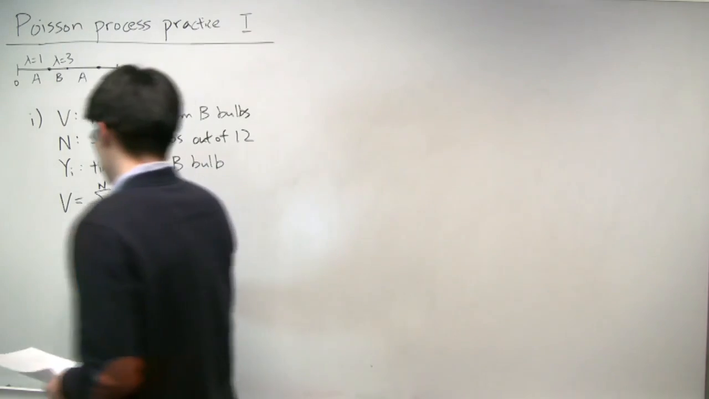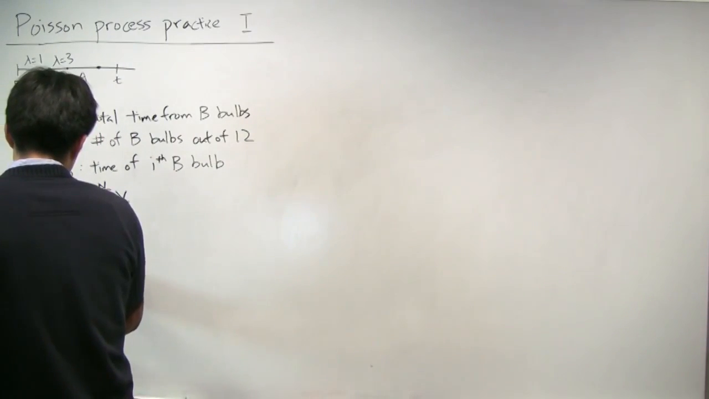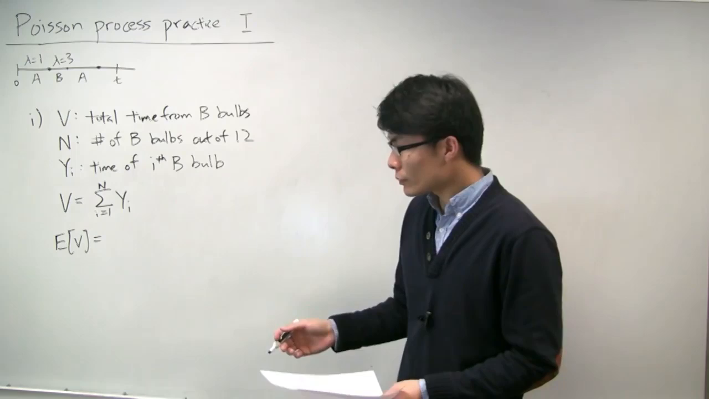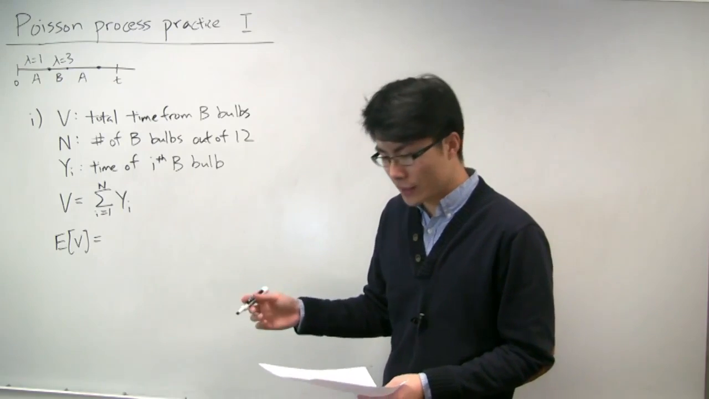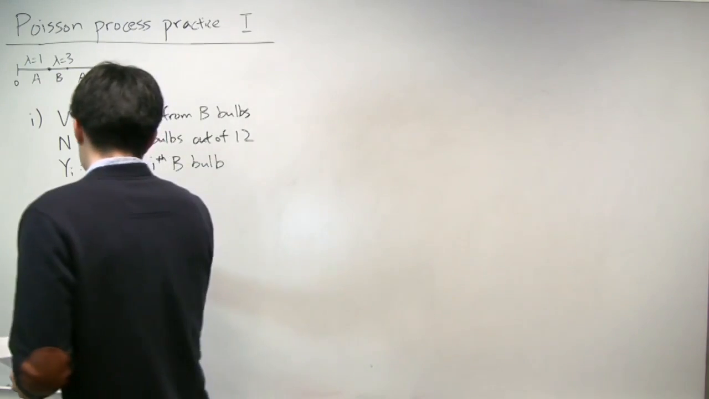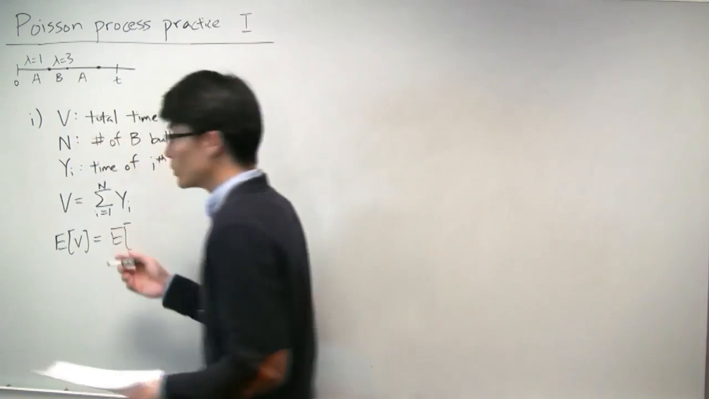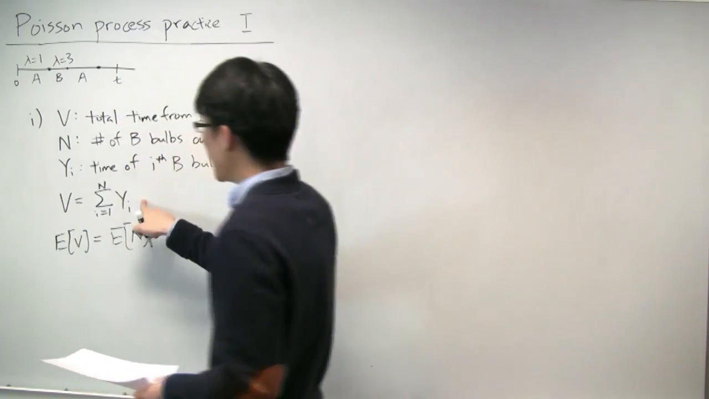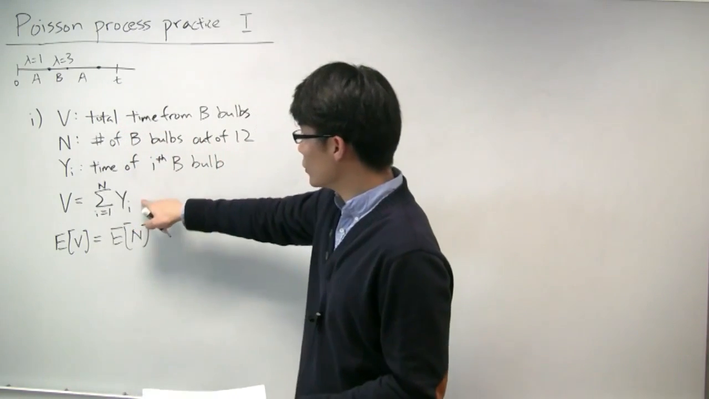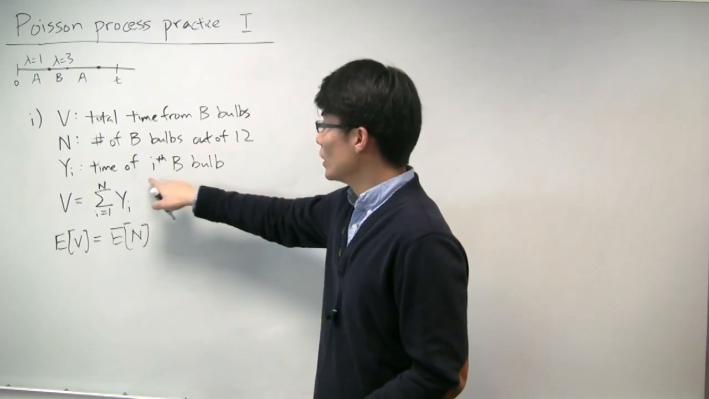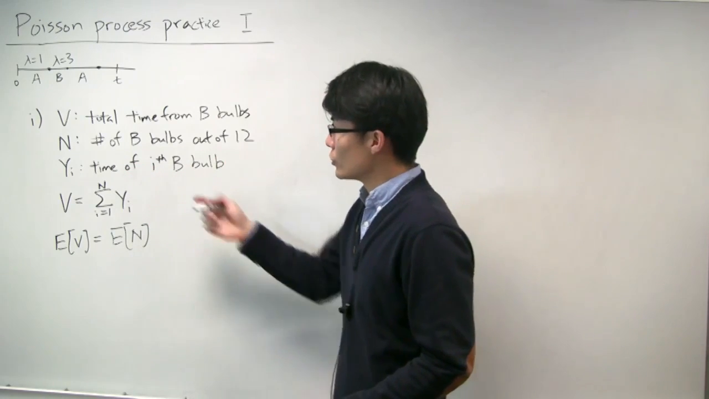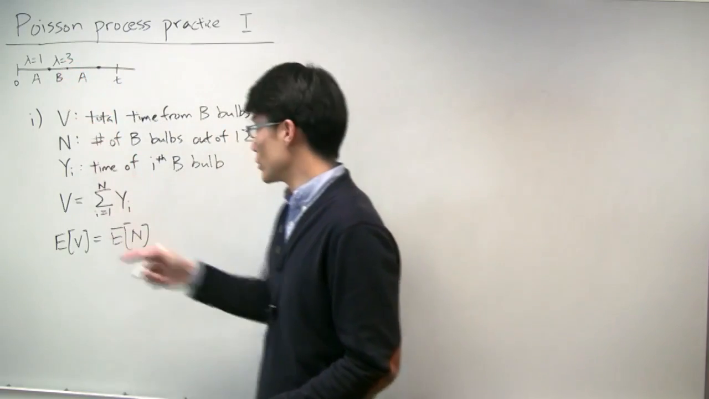So what is the expected value? We can apply essentially iterated expectation, and we know that for a sum of a random number of random variables, where each one of the individual random variables is IID, and that's true because for all B bulbs, the amount of time that they last, they're all exponentially distributed with parameter 3. So they are all IID.